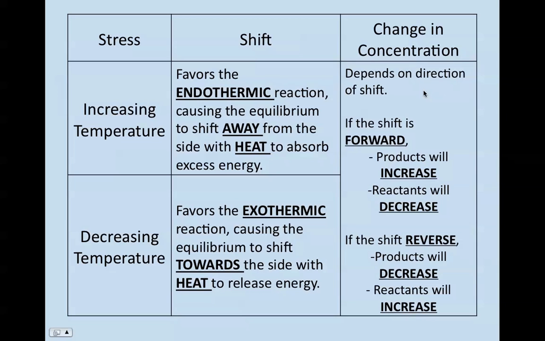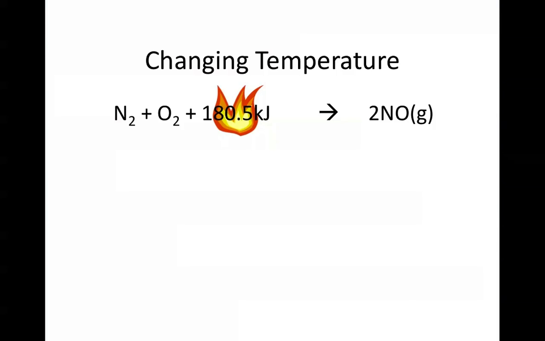Now, depending on the direction of shift, we'll determine if our products or reactants increase or decrease. If we have a forward shift, our products increase, reactants decrease. If we have a reverse shift or a shift to the left, our products are used up and thus decrease, reactants are being produced at a higher rate, so those increase. So here's one way to remember it. You're going to locate in your equation where heat is located.